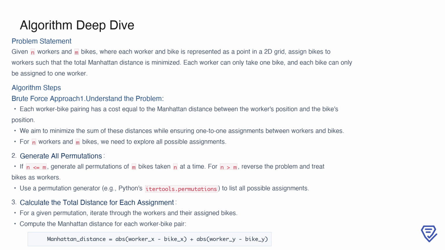First, we understand the problem by recognizing that the total cost is the sum of Manhattan distances for all assigned pairs. The goal is to find the assignment with the smallest total cost. To achieve this, we generate permutations of bike assignments based on the number of workers and bikes. For example, if there are fewer workers than bikes, we generate all combinations of assigning a subset of bikes to the workers. Then, for each permutation, we calculate the total distance by summing up the Manhattan distances for each worker-bike pair. This systematic exploration ensures that we evaluate all possible configurations, even though it may be computationally expensive for larger inputs.